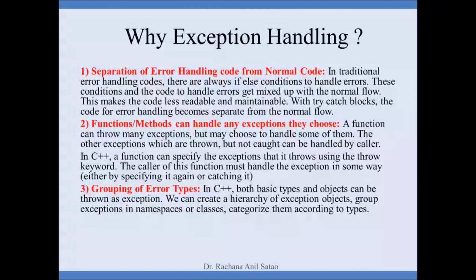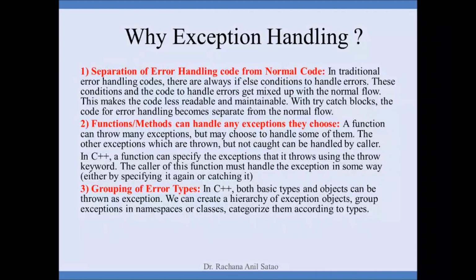The second is that functions and methods can handle any exceptions they choose. So a function can throw many exceptions but may choose to handle only some of them. The other exceptions which are thrown but not caught can be handled by the caller. So in C++, a function can specify the exceptions that it throws using the throw keyword. The caller of this function must handle the exception in some way so that the information can be displayed.